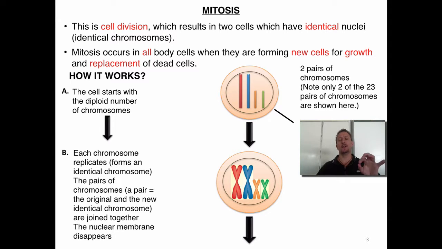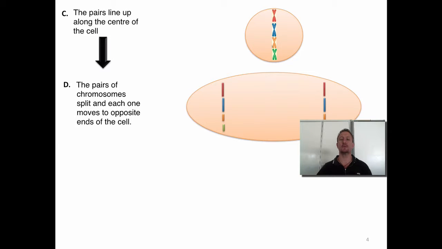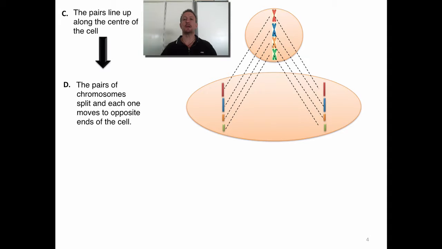All right, so remember we're going to split the cell, and each cell is going to have identical bits of information. We can't split it in two because then the chromosome gets smaller. So what then happens is that the pairs begin to line up along the center of the cell. Okay? As they line up along the center of the cell, what will then happen is they will split apart. And as they split apart, one red will go over to one side, the other red will go to the other side. One blue will go to one side, another blue will come to the other side. One yellow will go to one side, another yellow will go to the other side.